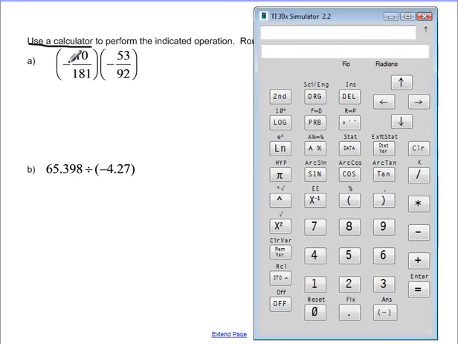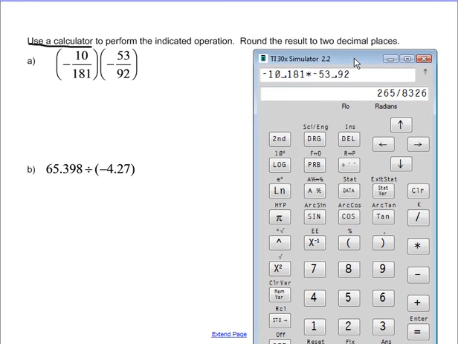So the first problem, we have negative 10 181sts. We're going to use this sign down here for our negative, negative 10. And then we're going to use our fraction key before we go to the denominator, 181. And notice that's being multiplied. So we're going to multiply that by negative 53, and then use our fraction key before we go to the denominator, 92. And when we press enter, notice that my answer is being given to me in a fraction form.